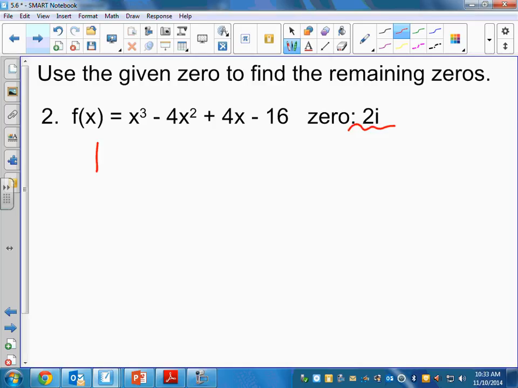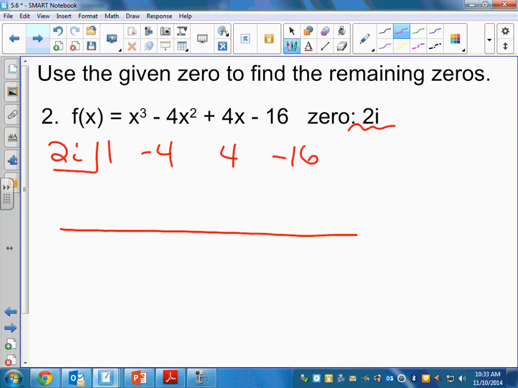So over here in my little box, I'm going to put 2i. And I'm going to bring down all my numbers: 1, negative 4, 4, negative 16. It goes down by 1, so I don't need to fill my zeros in. And remember, when you add numbers with i's, they have to have an i with them to add. Otherwise, you just have to put it together.